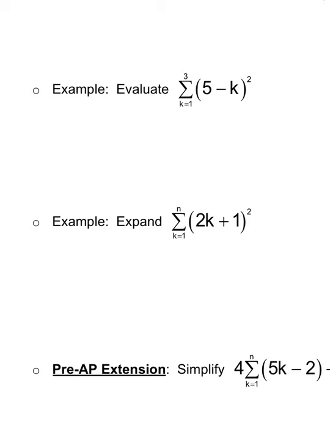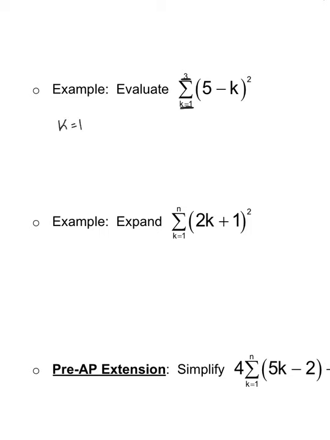This means that I'm going to be starting with the first term in the sequence. I'm going to add the first term, the second term, and stop at the third term because 3 is at the top of the sigma. And I'm going to add all those together, and that's my answer. So I'm going to start with k equals 1 because that's my starting index.